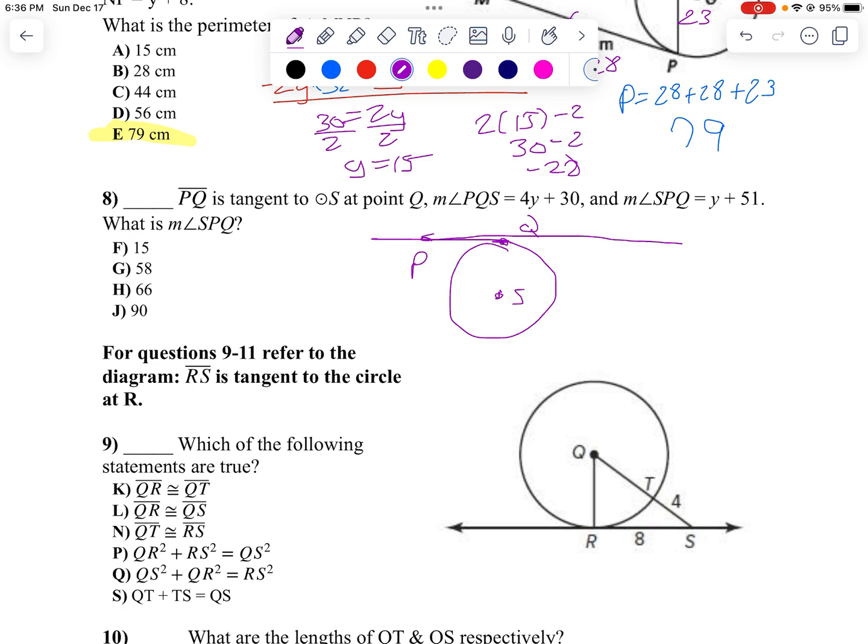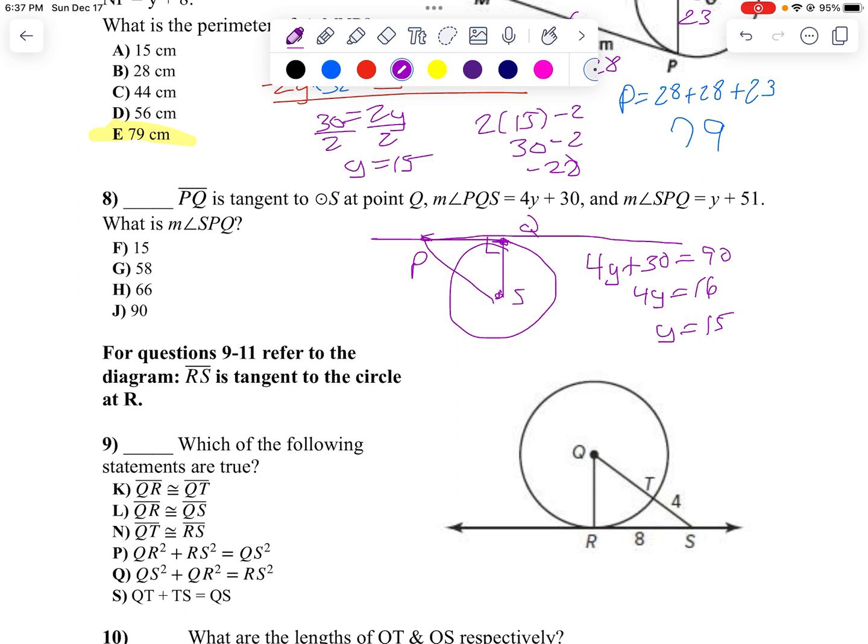So angle PQS is 4y plus 30. But PQS is 90, isn't it? And then we want to find angle SPQ. Let's use the fact that PQ is my tangent and QS my radius. So I know 4y plus 30 equals 90, or 4y equals 60. Y would be 15.